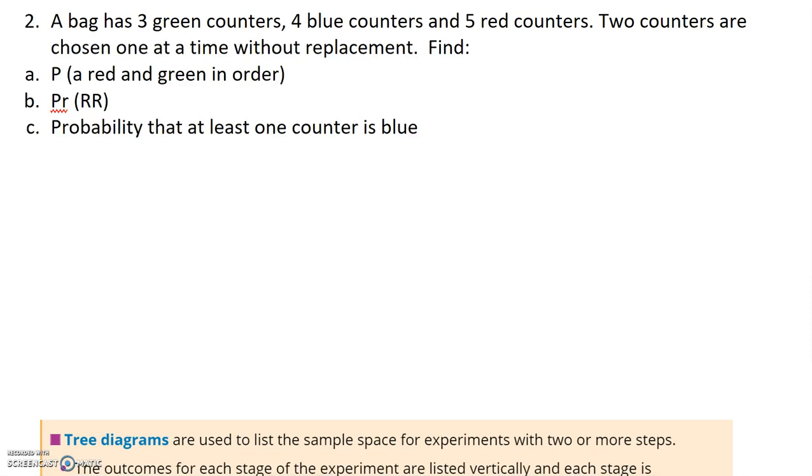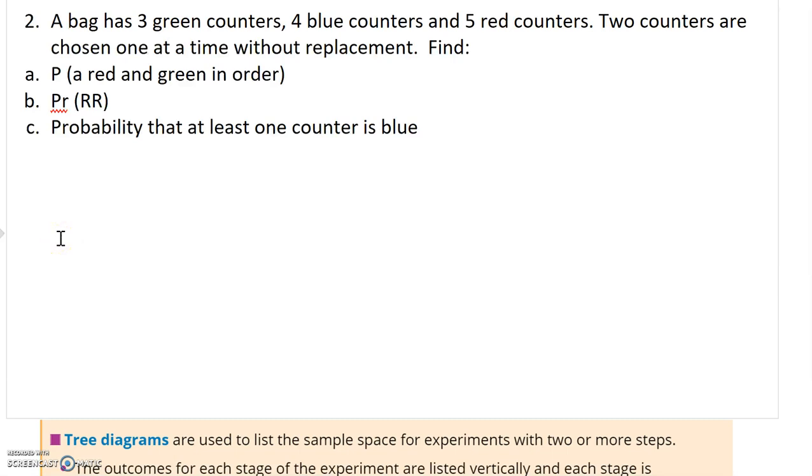This is where we do not replace the counter. Okay, so a bag has 3 green counters, 4 blue counters, and 5 red counters. 2 counters are chosen at a time without replacement. So that means we are not replacing it. Find the probability of getting a red and a green in that order, the probability of a red and a red, and the probability that at least one counter is blue.